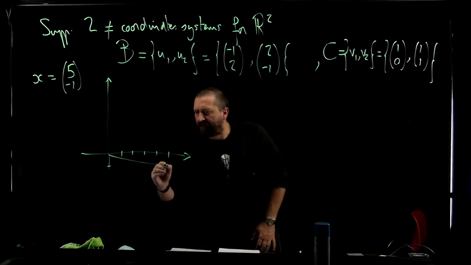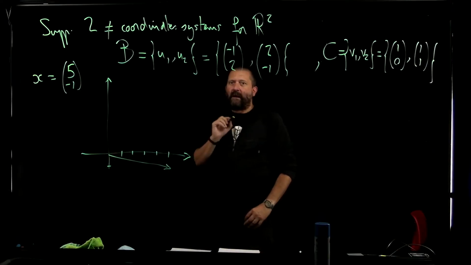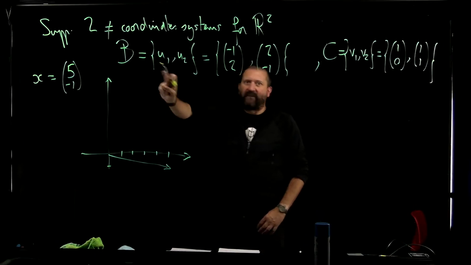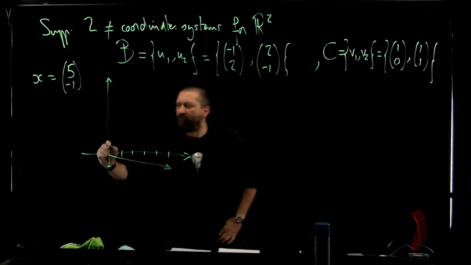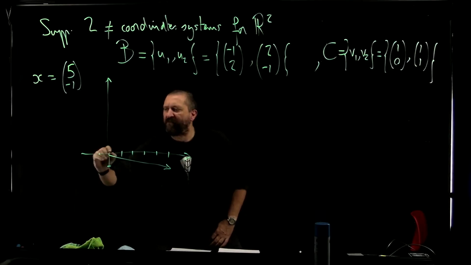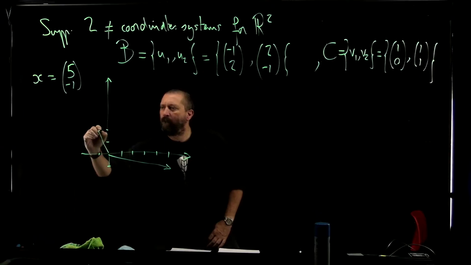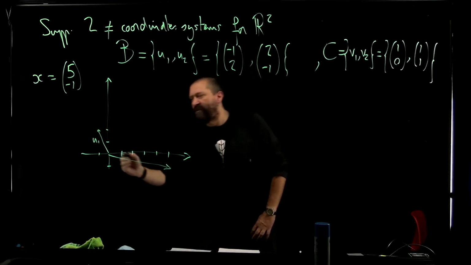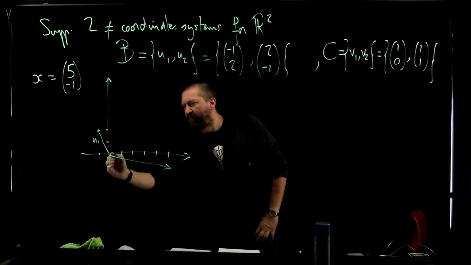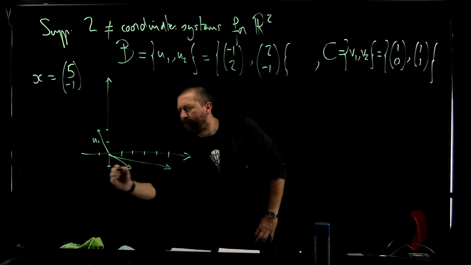So I have this vector here. Okay. What is it in this basis B here? That basis is (-1, 2). So -1 is this point here, 2 is 1, 2. This is u1. And u2 is (2, -1), so 2 this way, -1 this way.